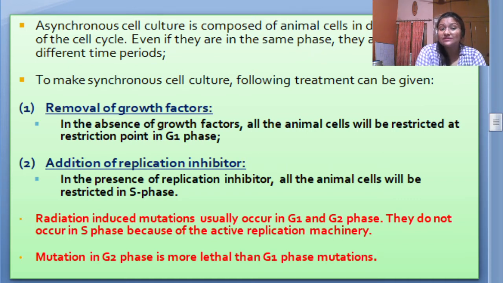Mutation in G2 phase is more lethal than G1 phase mutations. Why? Because in G1 phase the cell still has hope, because after G1 phase S phase will arrive, and in S phase the damaged DNA will be repaired because of the presence of active replication machinery. But in G2 phase, S phase has already passed. Now the machinery won't be active, so mutations will persist in G2 phase.